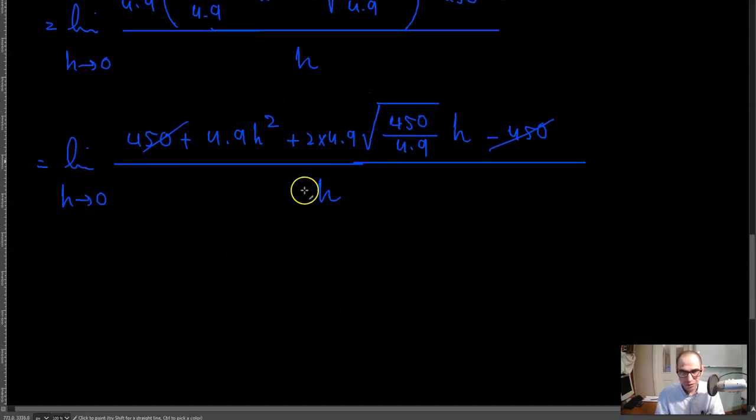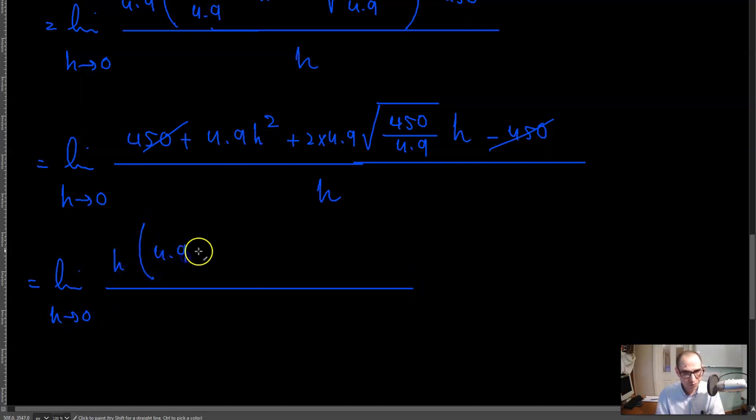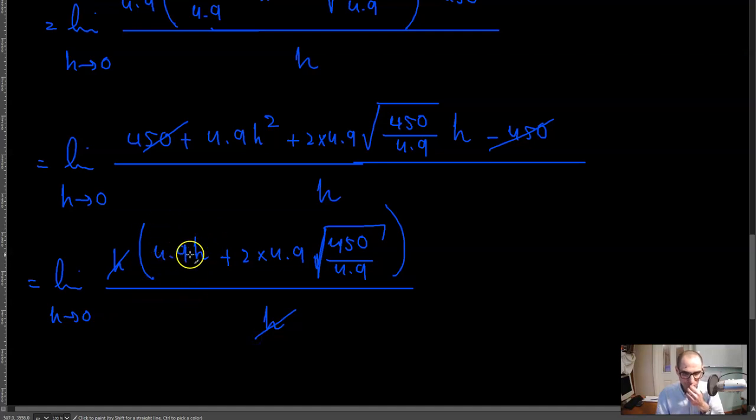Then from this, you can take an h out from the numerator. You can write it as the limit as h approaches 0 of h times 4.9 times h plus 2 times 4.9 times the square root of 450 divided by 4.9, divided by h. So then you can cancel these two out. As h approaches zero, this goes to zero, which means that this becomes 2 times 4.9 times the square root of 450 divided by 4.9, right?